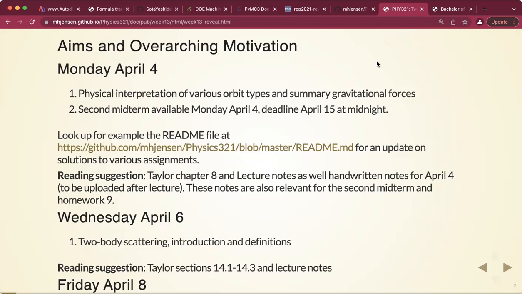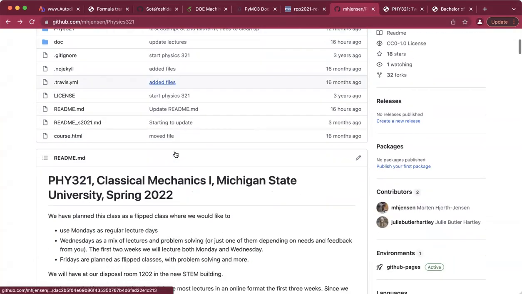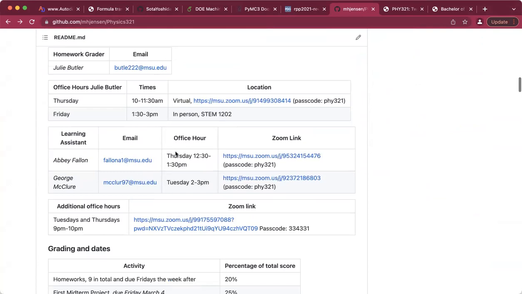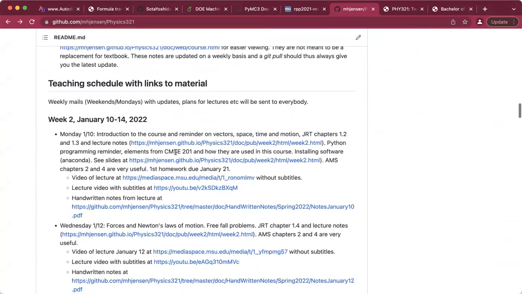I think I mentioned this in the beginning of the semester, but I just wanted to remind you about that feature. So let me show you explicitly where you find it. If you go back to the weekly material, which you will find in the README file, and you scroll down here, you come to the weekly schedule.